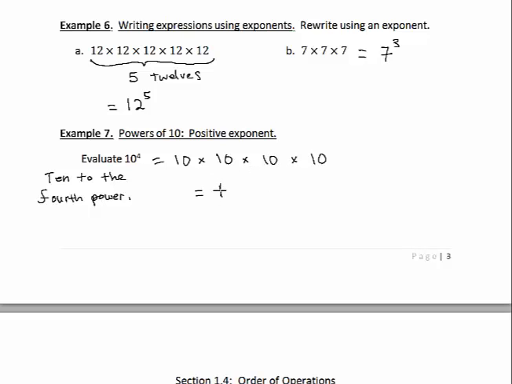A real simple way to do this is to say, well, if I take one 10 and I multiply by 1, 2, 3 more 10s, every time I do that, it adds another 0. So 10 to the 4th power just simply means that I have a 1 with 1, 2, 3, 4 zeros behind it. Okay, so that's why we like 10.